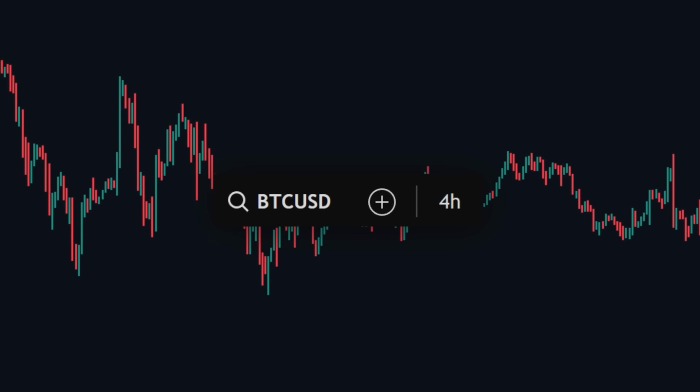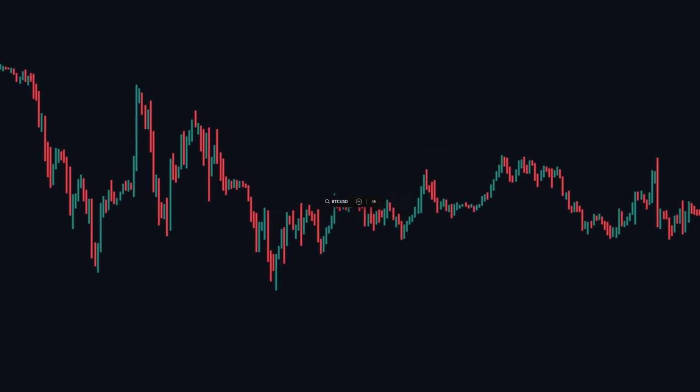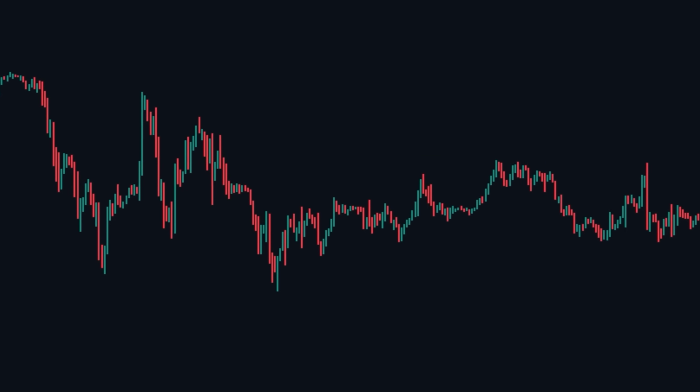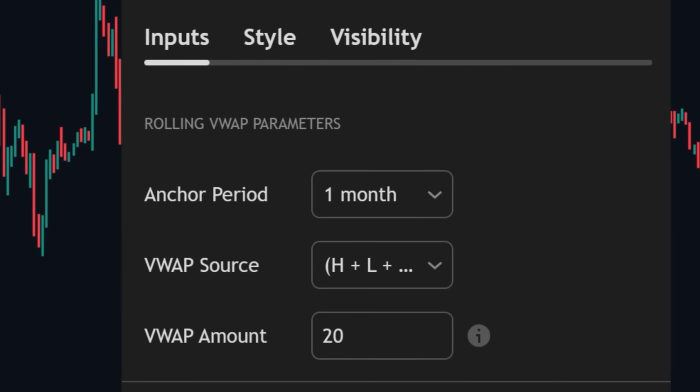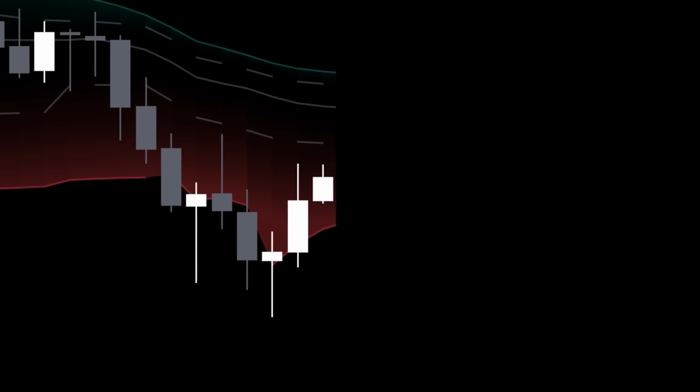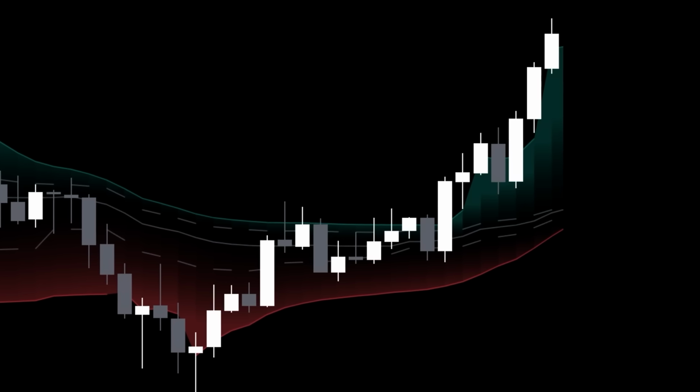In this case, we're looking at Bitcoin on the 4-hour time frame, but to capture a broader view of the market structure, the anchor period of the rolling VWAP indicator has been set to the monthly time frame. The first thing to determine here is the overall trend. The simplest way to identify the long-term trend with this tool is by observing the lower bounds of the VWAP channel. If they're rising, it signals an uptrend. If they're falling, a downtrend. In this example, the lower bounds are increasing, so our bias is to look for buy setups.